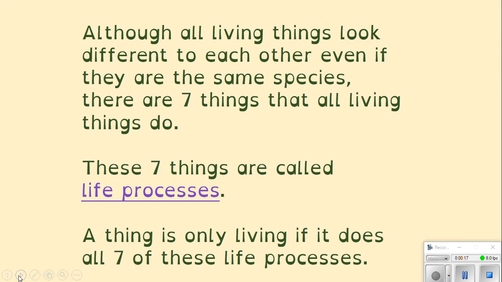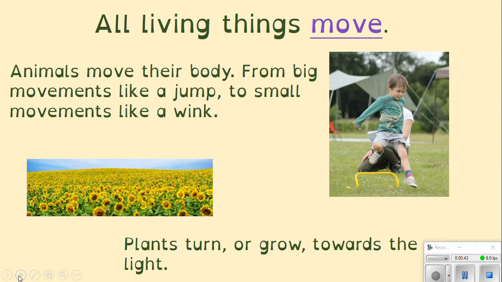Although all different things look different to each other, even if they are the same species, there are 7 things that all living things do. And these 7 things are called life processes. A thing is only living if it does all 7 of these life processes. So what we're going to have a look at are the 7 life processes which help you to identify if something is living or not.